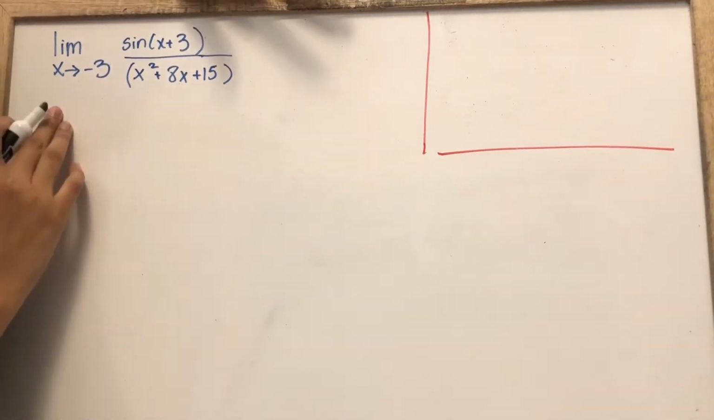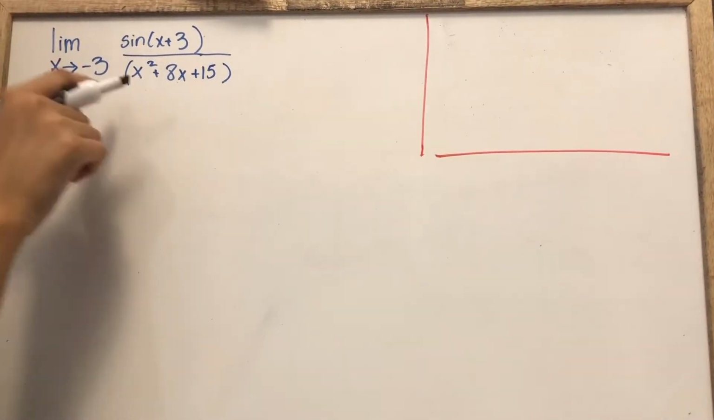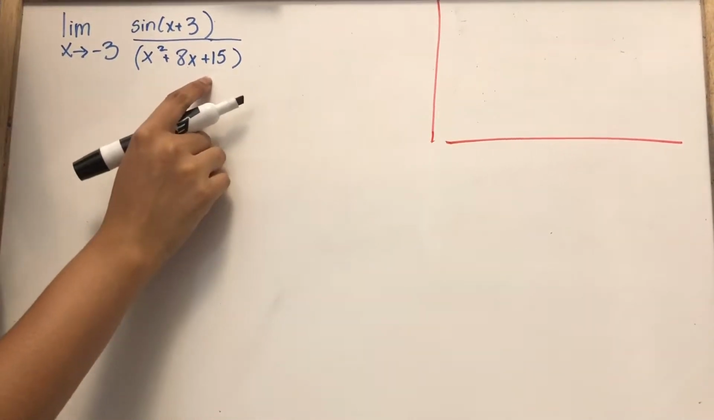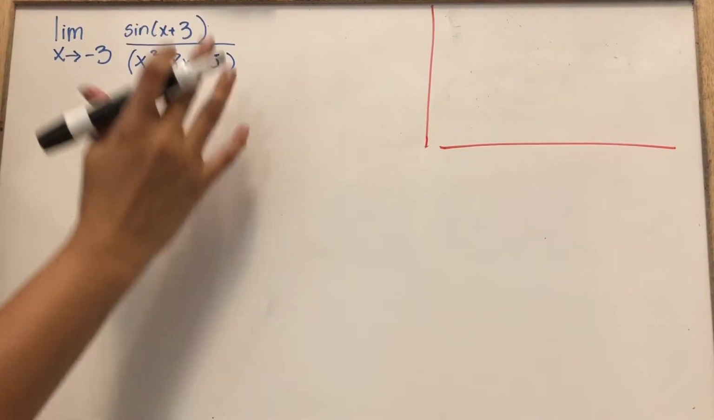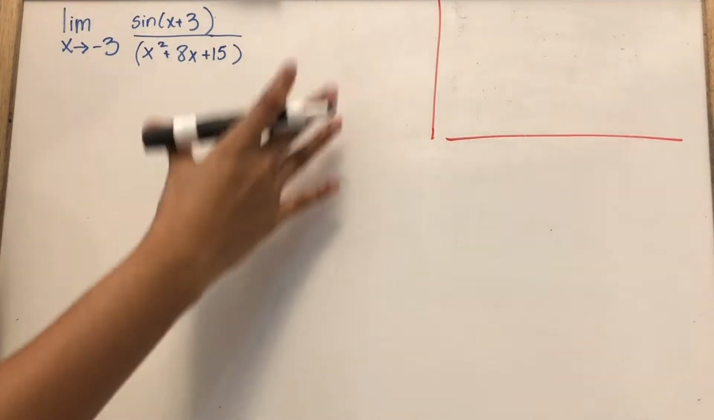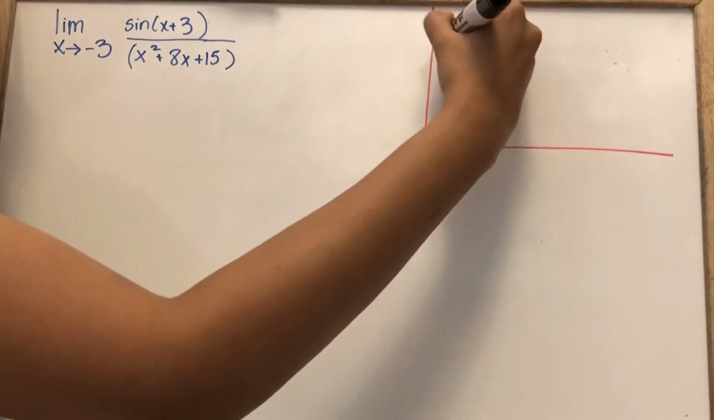So the question we have here is the limit as x approaches -3 of sine(x + 3) over x squared plus 8x plus 15. So the first thing I'm going to do with this problem is figure out what value my function equals when I sub in x as -3. So I'm just going to do that over here.